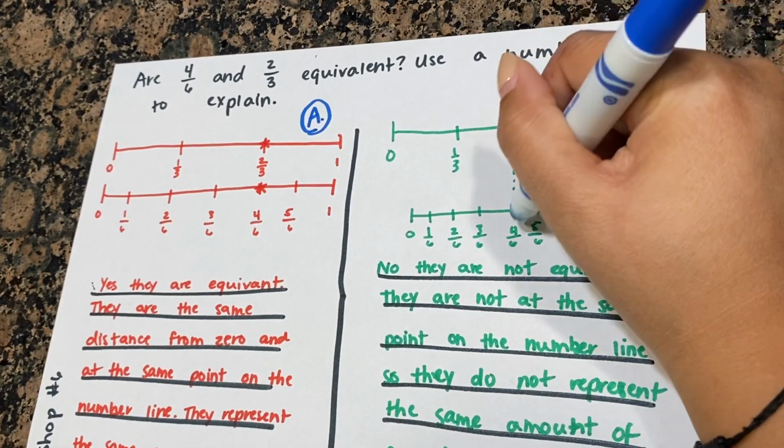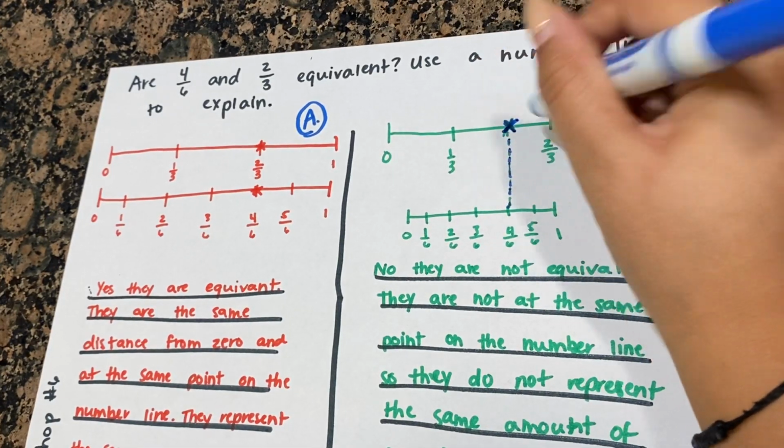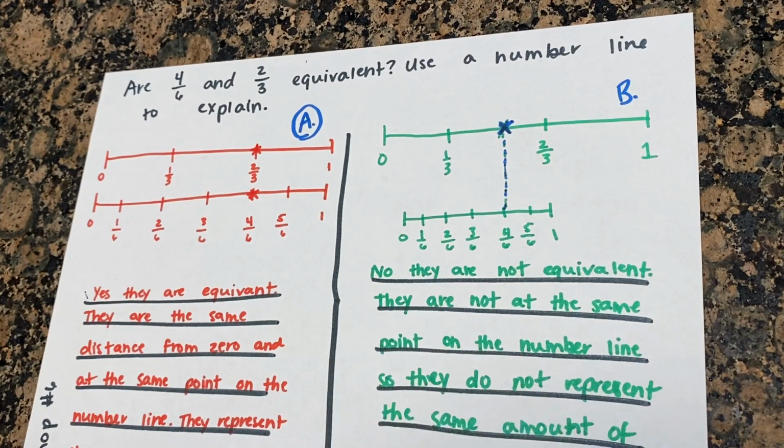But here, 4/6 does not line up with 2/3. So their models are not equivalent. What would you do to fix it?